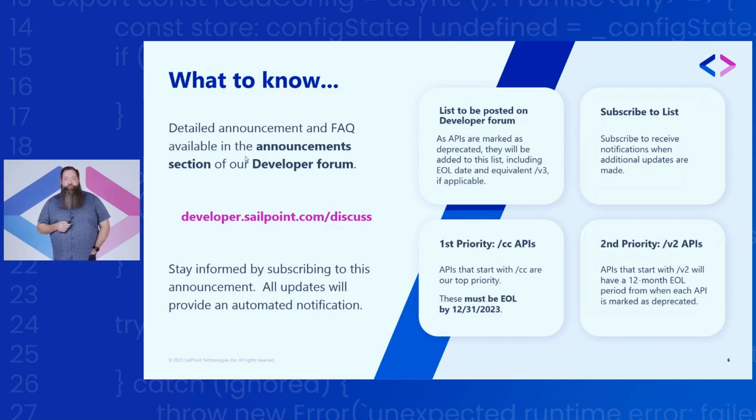Now, we're doing this in two main waves. There is a first priority, our first generation APIs, and then a second priority. Those first priority APIs, we have a need to be able to deprecate by the end of this year. That's December 31st, 2023. And those APIs are those that start with a /cc or a /API.